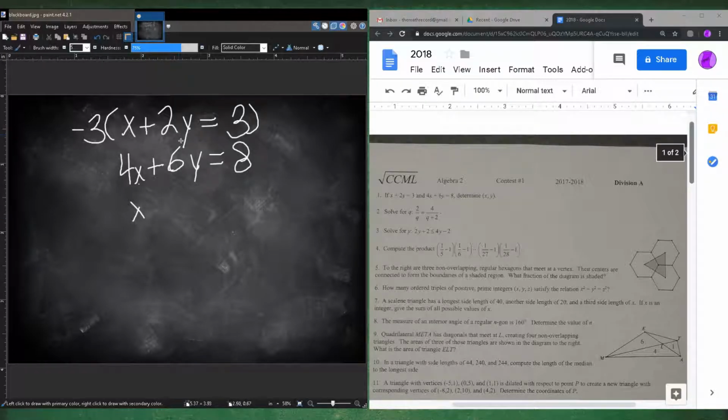-3 times the 2 is -6, which cancels out the 6 here. So that just leaves y equals 2. So -3 times 3 is -9. -9 plus 8 is -1. So I already got x is equal to -1.